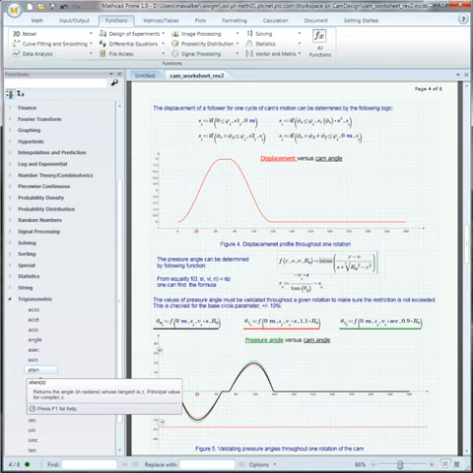Comparison of computer algebra systems. Comparison of numerical analysis software. TK Solver. PTC Creo. PTC Windchill. SMath Studio, a freeware similar to Mathcad.